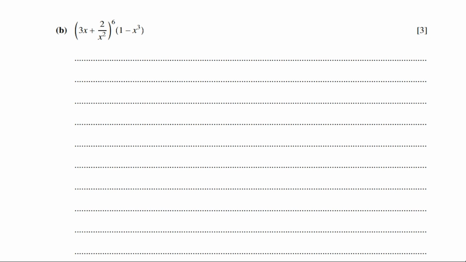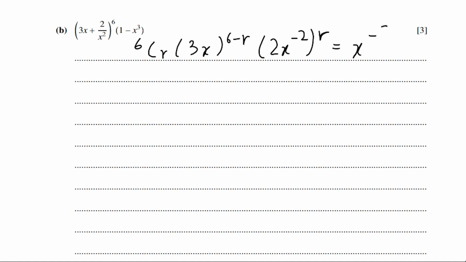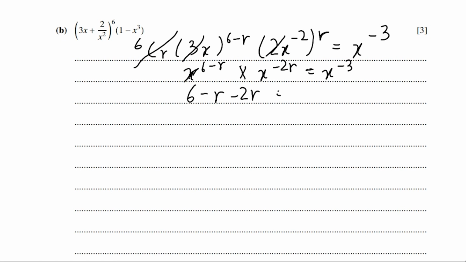Okay, so using the same method, 6Cr (3x)^(6 minus r) (2/x²)^r, and now x must be equal to minus 3, since we have to find a term in which x has the power minus 3. Again, ignoring the numerical values, x^(6 minus r) multiplied with x^(minus 2r) and equating it with x^(minus 3). Then simplifying this equation, 6 minus r minus 2r is equal to minus 3.